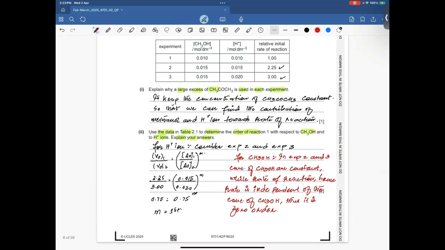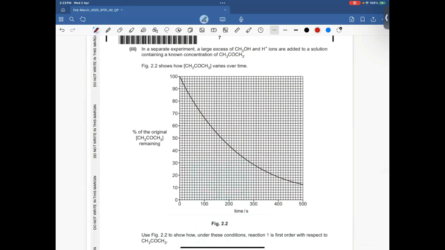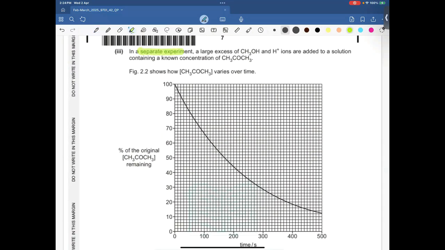Let's move on to the next. In a separate experiment, a large excess of methanol and hydrogen ion are added to a solution containing a known concentration of propanone. Since we know the concentration of propanone and we are taking methanol and hydrogen ion in excess, we need to keep the concentration of both these substances constant so that we can find the order of reaction with respect to propanone.